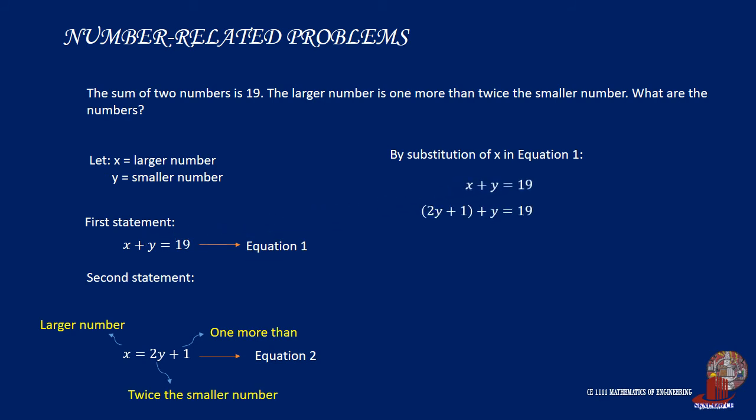2y plus 1 plus y is equal to 19. And simplifying, we arrive at 3y plus 1 is equal to 19. We then move the constant to the other side and get 3y is equal to 19 less 1, or 3y is equal to 18. By dividing both sides by 3, we get y as 6.